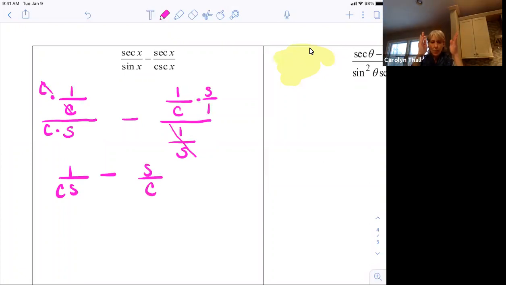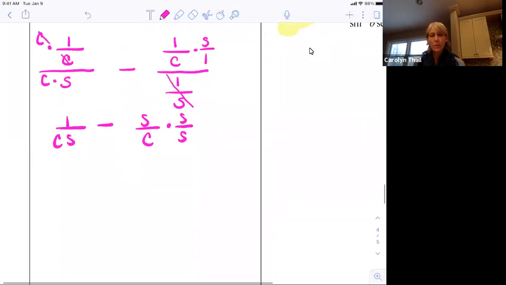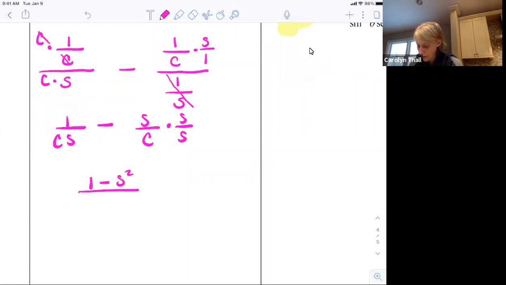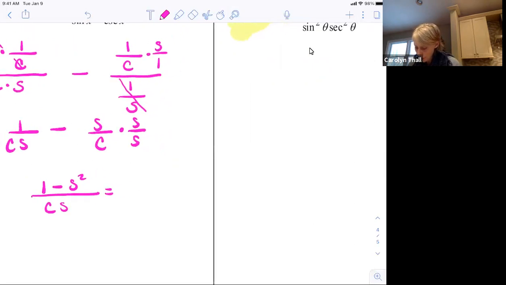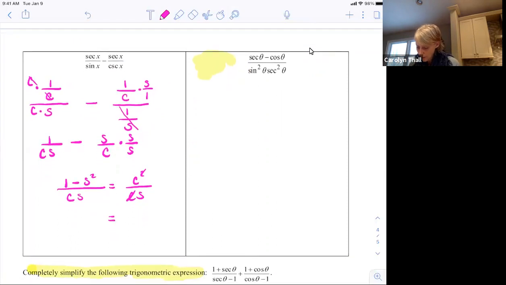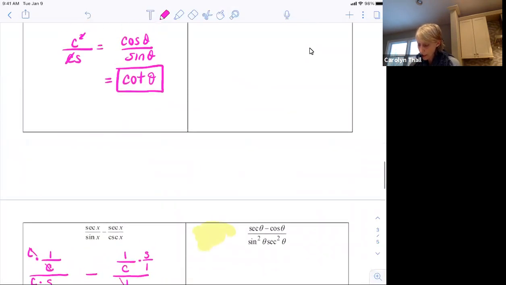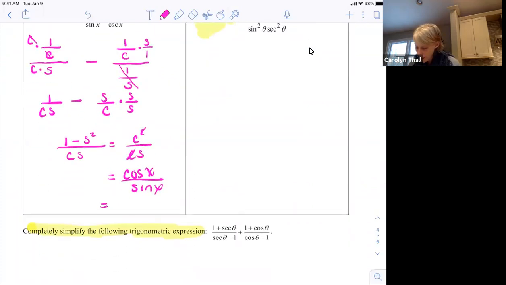I have two fractions now. I need to subtract them. So I need to multiply this guy by sine over sine so I can get a common denominator. I can combine any like terms and simplify the numerator. 1 minus sine squared over cosine sine. Again, I wind up with cosine squared over cosine sine. One cosine is going to cancel. What's my variable there? An x. Cosine x over sine x, which I believe is the answer we got in the previous example. Yes, it is. Cotan x.